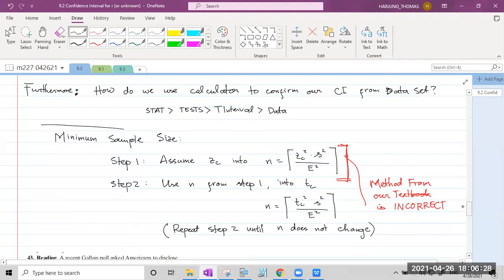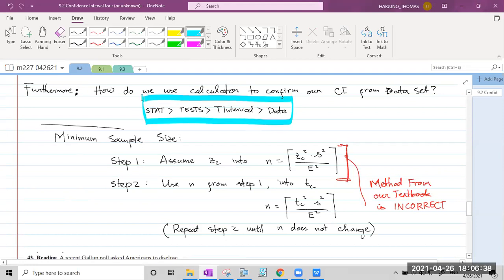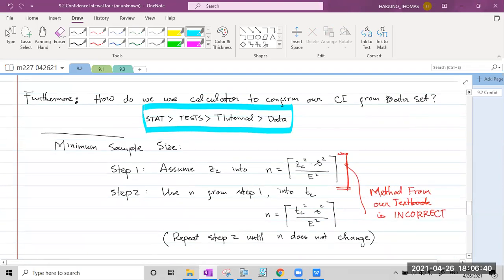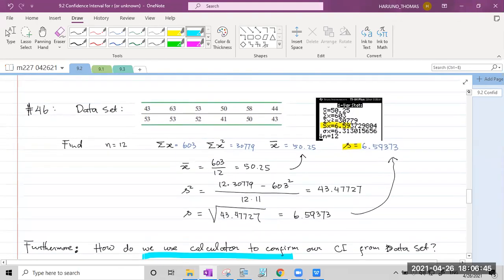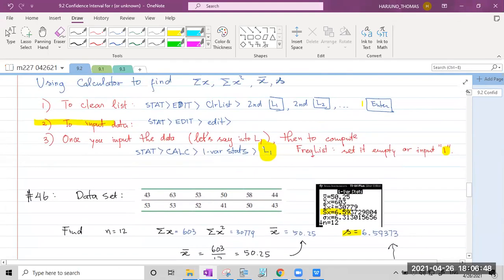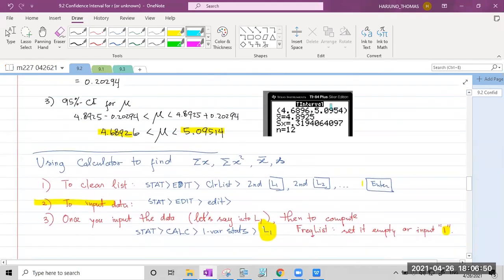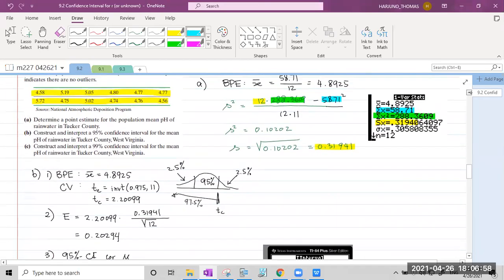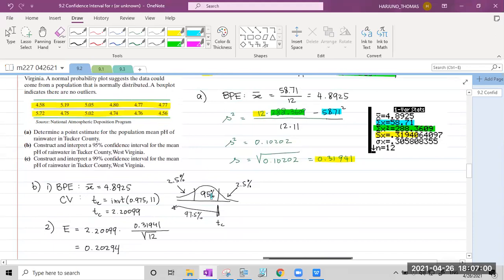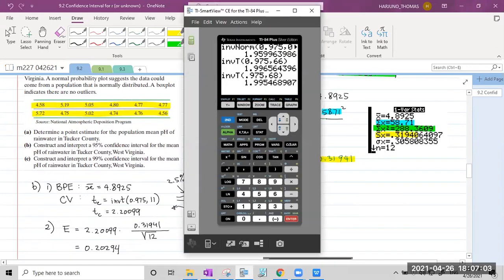How do we use the calculator to confirm our confidence interval from a data set? What you do is you use this. Okay, in my example that I didn't show here, I will show that again. It is how to get this t interval here. Now we put this data into list number 1. Right, we put that data into list number 1. Let me show you how to do that.